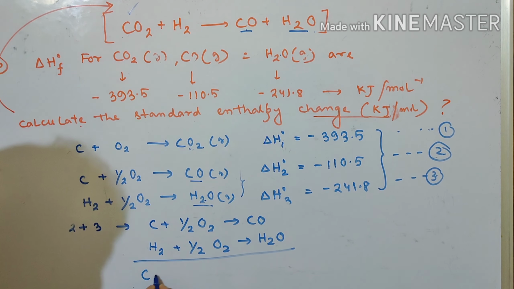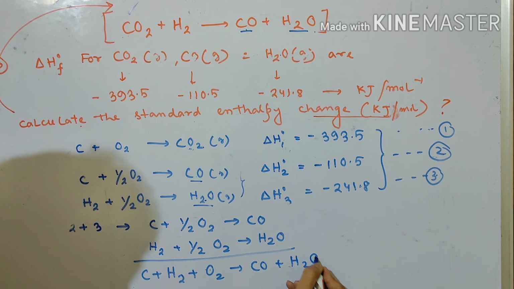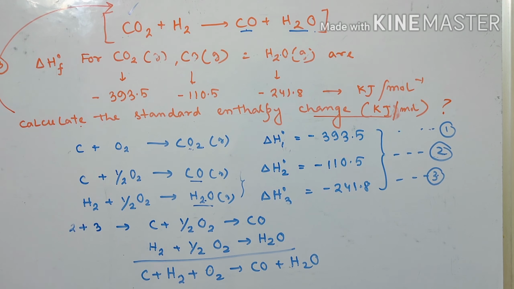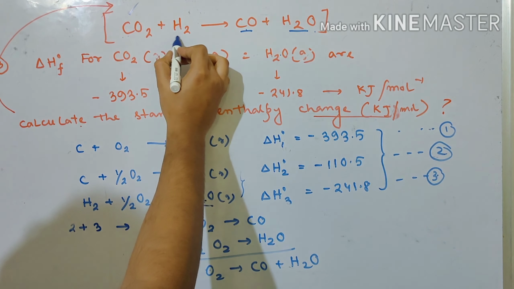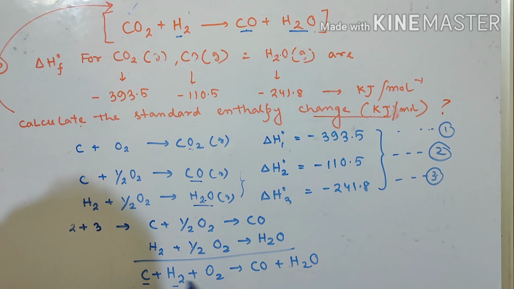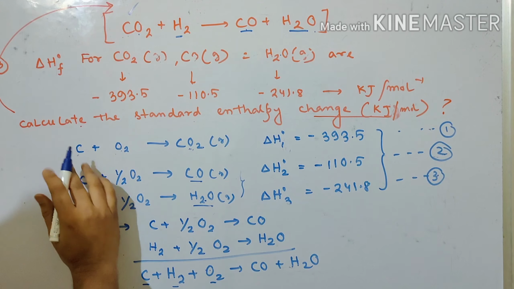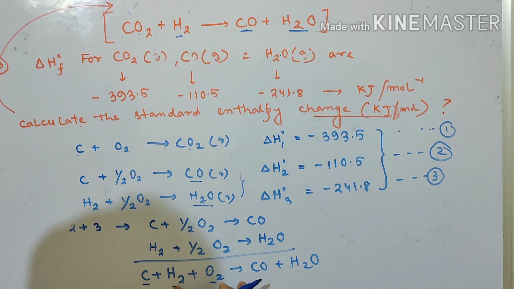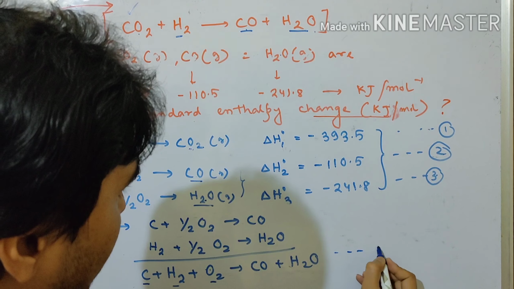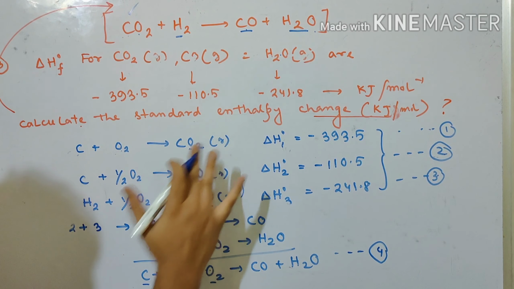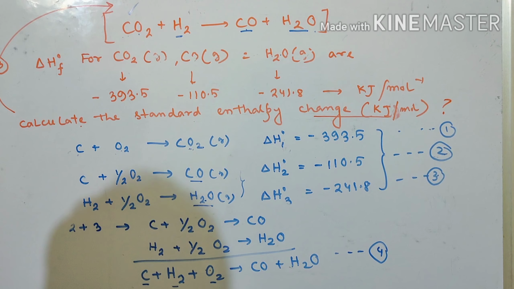So it will be C plus H2 plus half O2, and half means oxygen, gives rise to carbon monoxide plus water. After this, in the actual equation, H2 is there, but carbon plus oxygen I don't need. I need carbon dioxide. See here, interestingly, carbon plus oxygen is on the left hand side. So if this is equation number 4, and if I subtract 4 minus 1, I think I will get the desired case.